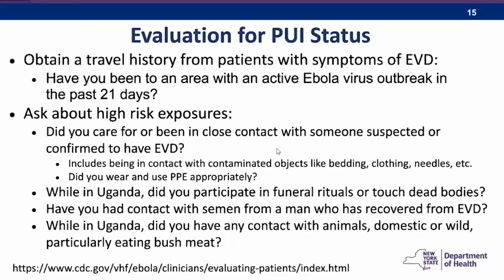Did you care for or have close contact with someone suspected or confirmed to have EVD? That includes just being in contact with contaminated objects like bedding or clothing or needles. If so, we also want to know, did they wear and use PPE appropriately? While in Uganda, did they participate in funeral rituals or touch dead bodies? Had they maybe had contact with semen from a man who's recovered from EVD? While they were in Uganda, did they have any contact with animals, domestic or wild, particularly eating bushmeat? All these high-risk exposures are the most common ways that people wind up getting Ebola transmission.